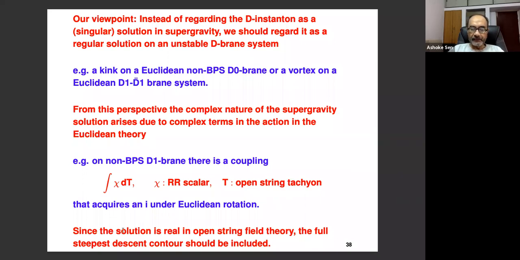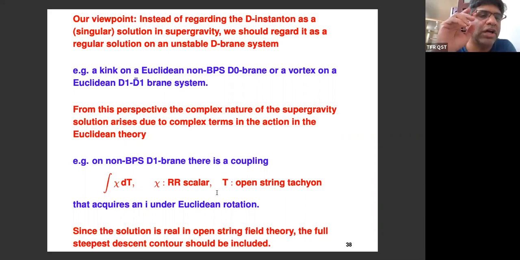And from this perspective, I conclude that the full steepest descent contour should be included. This viewpoint, in fact, is also useful in this two-dimensional string theory, in deciding what fraction of the contour you should include in the final answer. So based on this argument, I think that there should be no additional multiplicative factor, and you should just multiply by 1. Of course, it could be -1, but that's just a phase, which can be absorbed in the axion field, in the vacuum expectation value of chi.